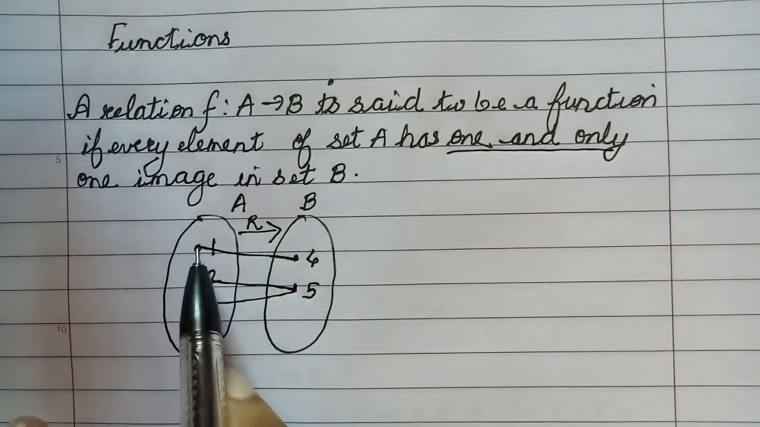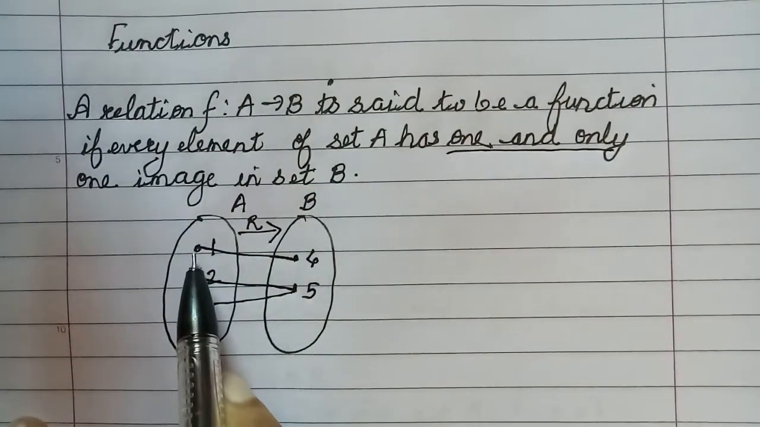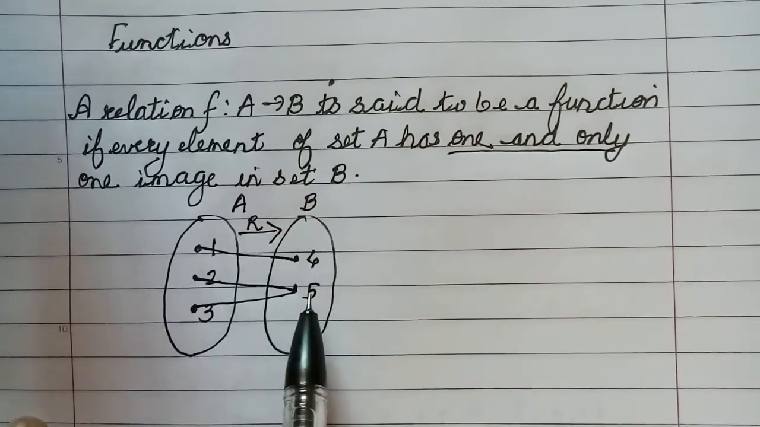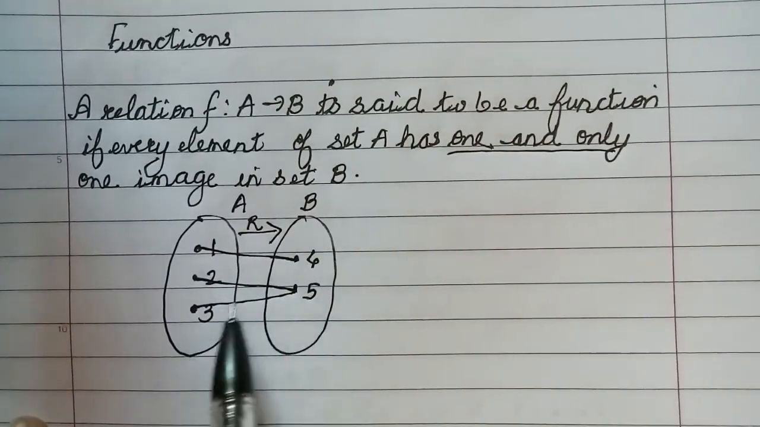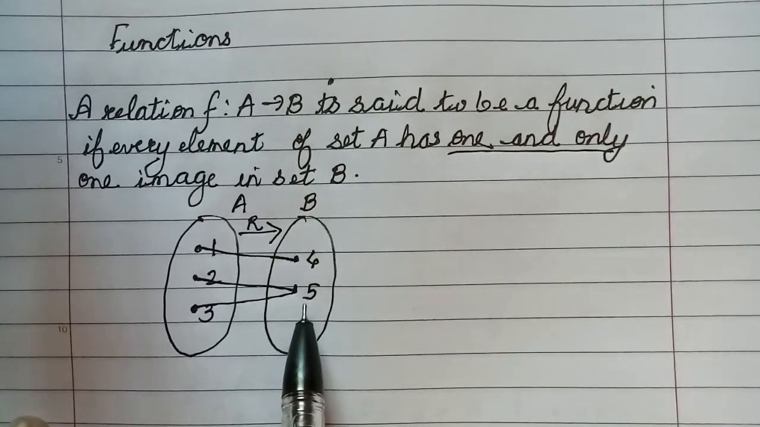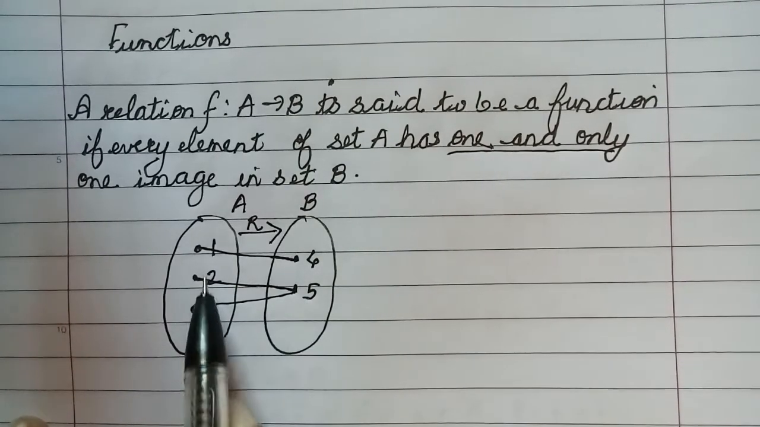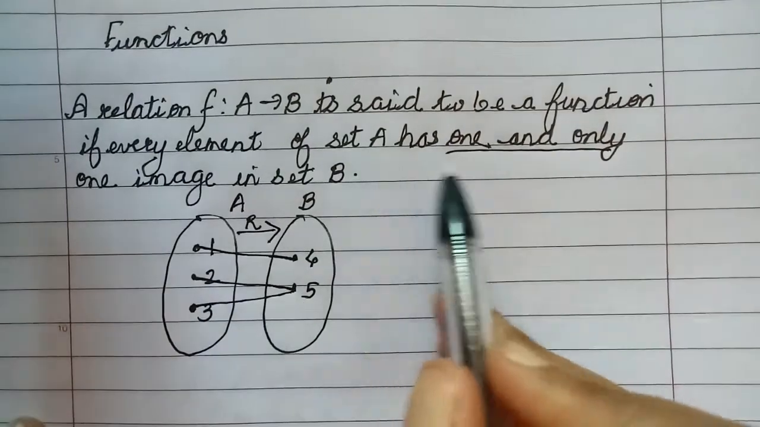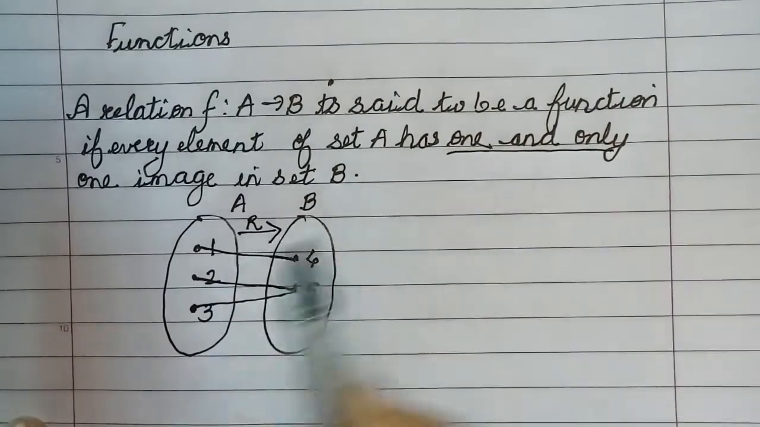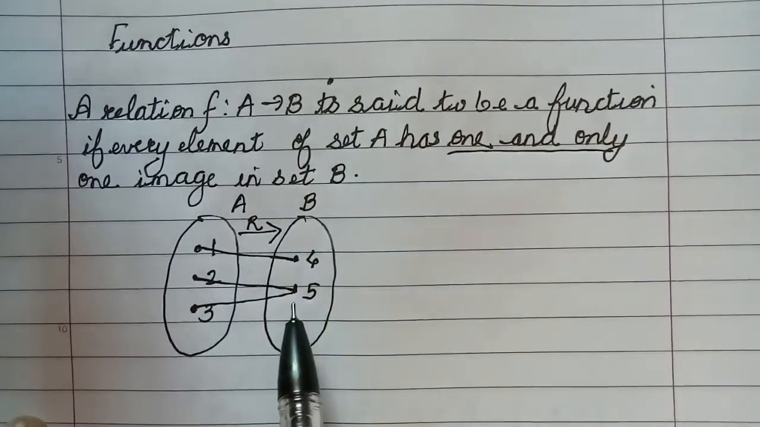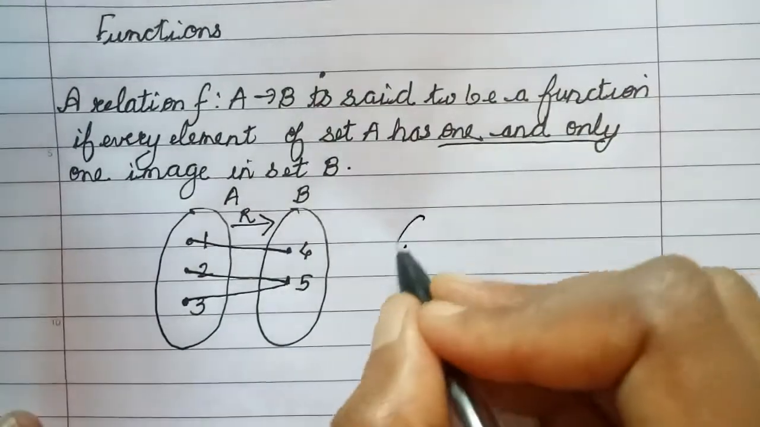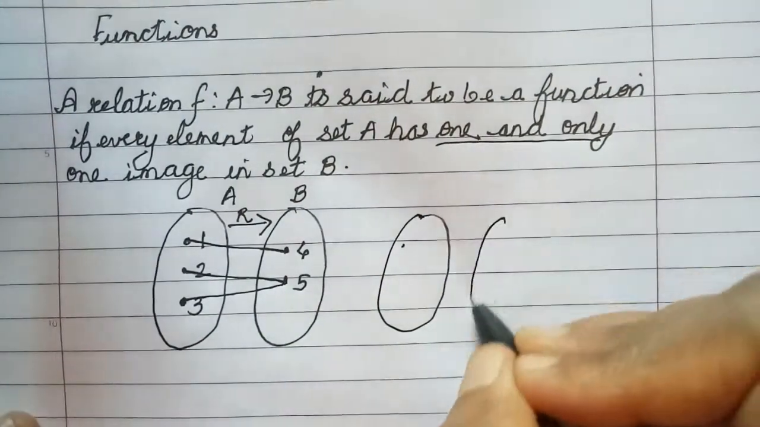So that means here you can see, children, I have drawn here, 1 is going to 4, right? 1 has only one image 4, 2 is having 5 as image, 3 is also having 5 as image, no problem. 2 and 3 are different elements. Different elements can have the same image because it is not mentioned in the definition. It is mentioned that every element of your set A should have only one image.